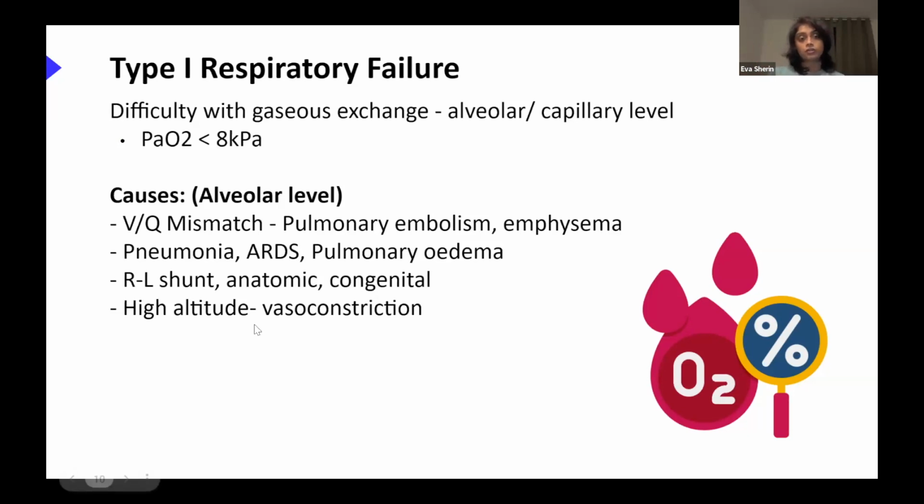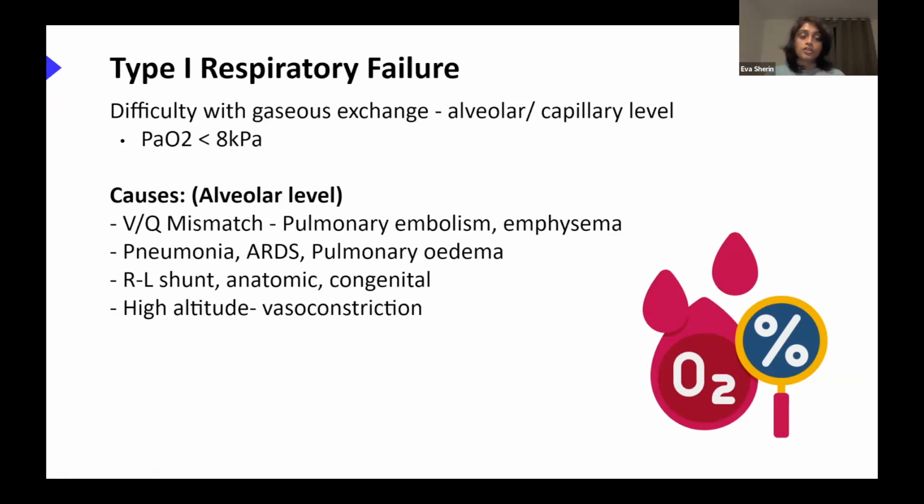So partial pressure of oxygen, at least in type 1 respiratory failure, is less than 8. 10 to 14 is normal, 8 to 10 is a bit okay. I guess we can give him oxygen and see how the patient recovers, but less than 8 becomes a respiratory failure. Causes, like I said, I keep it in my mind as alveolar level.